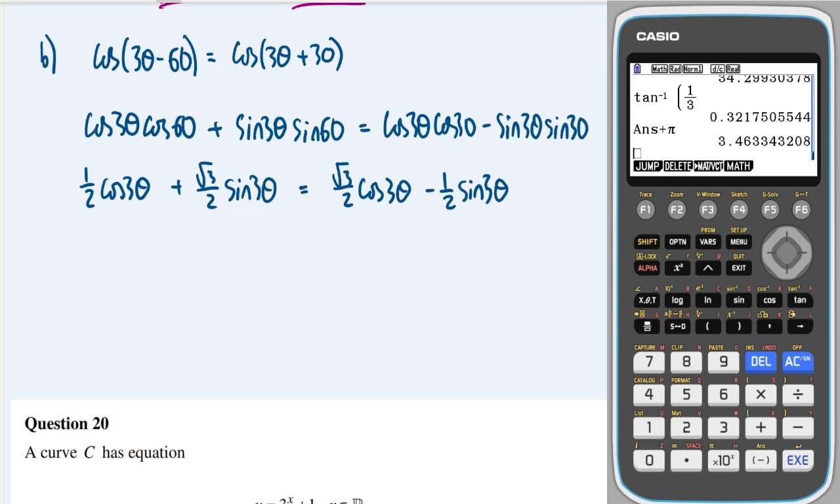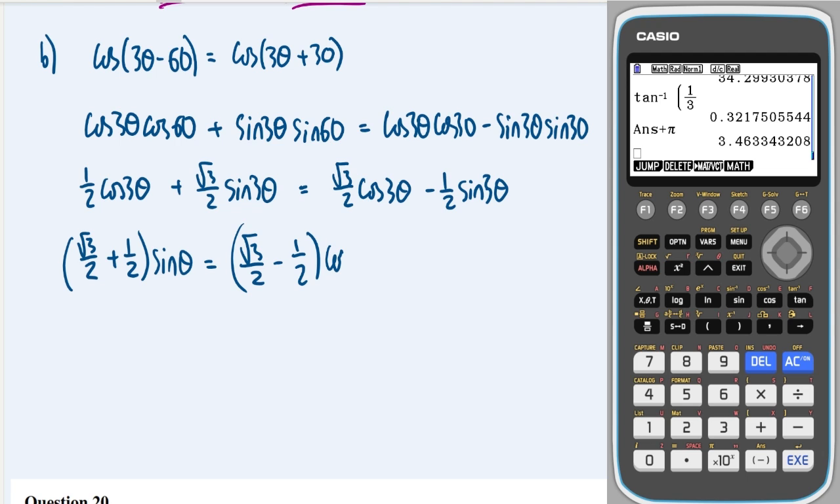Okay, let's bring the sines onto one side and the coses onto another. So bringing the sines onto one side and factorising at the same time, we have root 3 over 2, lots of sine on this side, and then plus a half on that side, sine 3 theta. And bringing the coses over to this side, we have root 3 over 2 already over there, and when we come across we're going to have minus a half. And all that's multiplied by cos 3 theta, sorry.